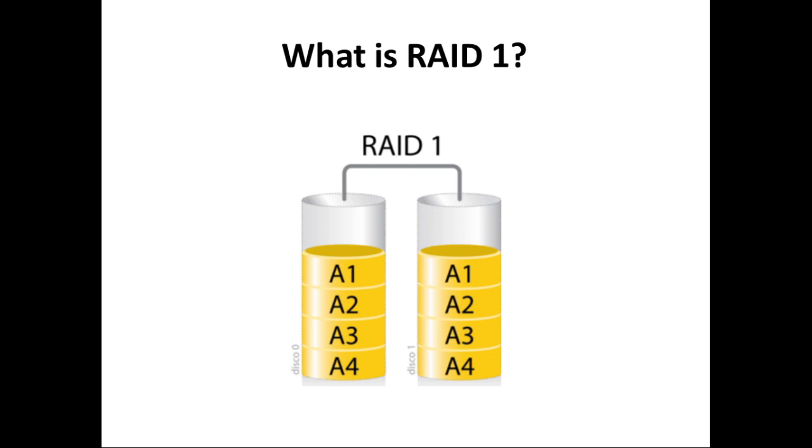Now, what is RAID 1? Visually, this is RAID 1, and if you look at this one, it is identical to this, or this segment is the same as this segment, and the same is true with this A2, A2, A3, A3, and A4, A4. So more or less you have an idea of what RAID 1 is.